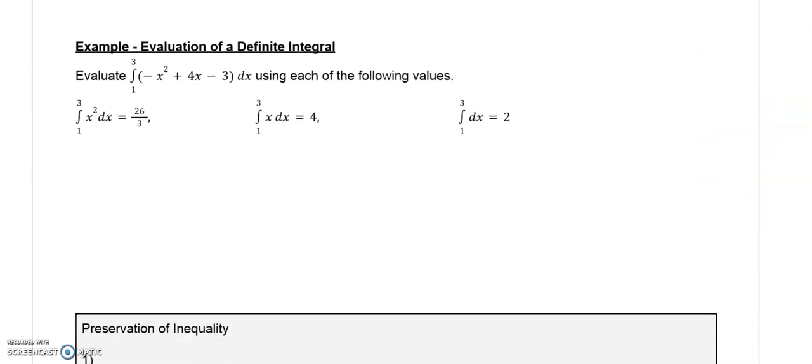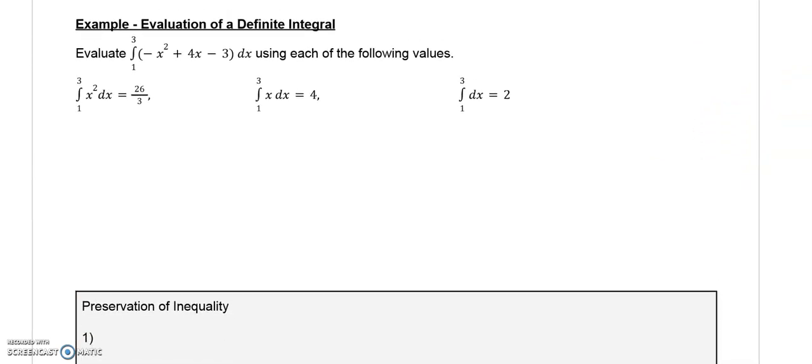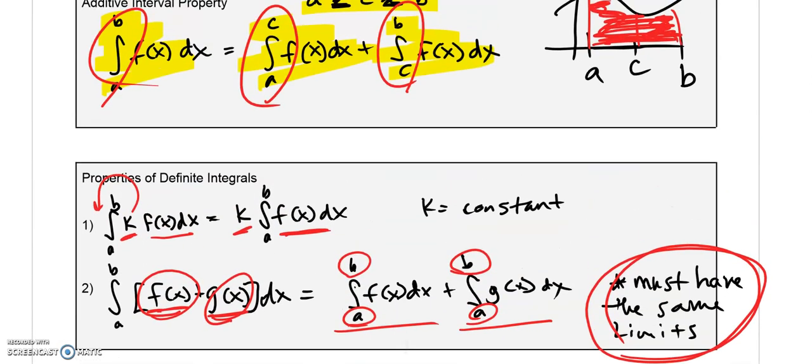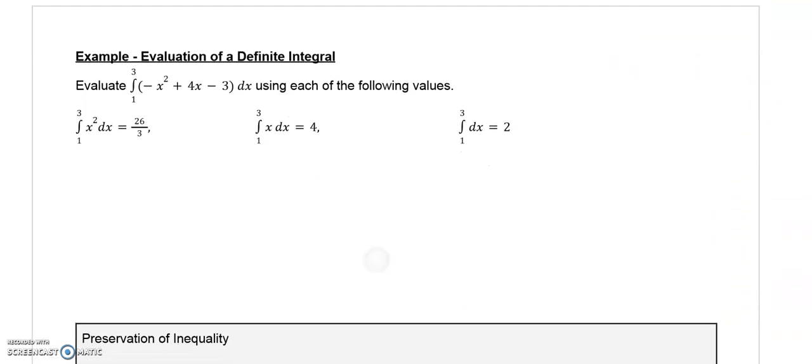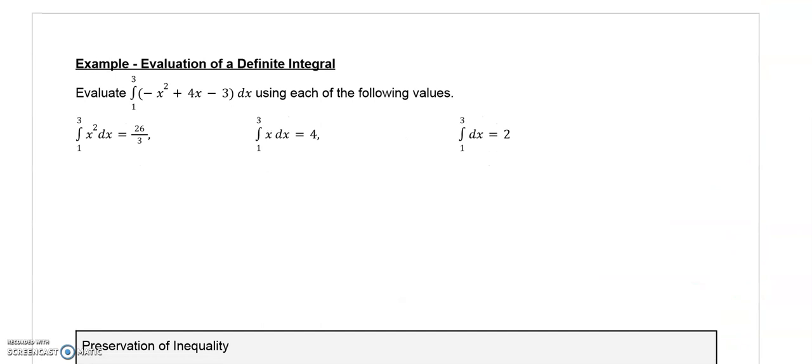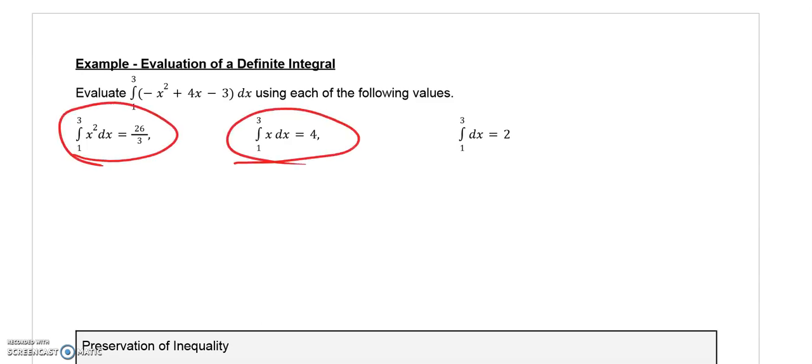Down here, evaluate that integral using each of the following values. You're using these properties up here that we just learned to figure out what these integral parts would be. See if you can go ahead and work on this one. Just to clarify, you're given this information and you're asked to integrate this. Go ahead and pause the video, try this, and come back.